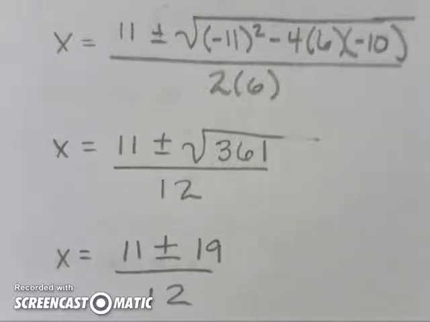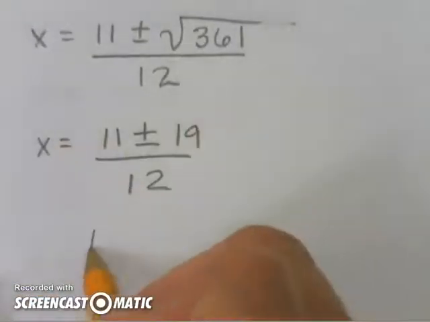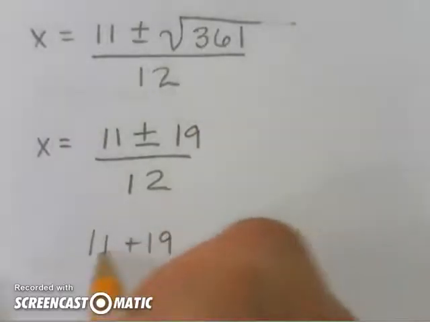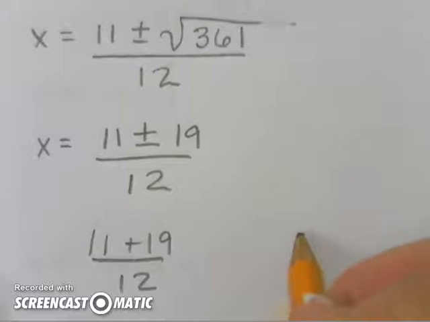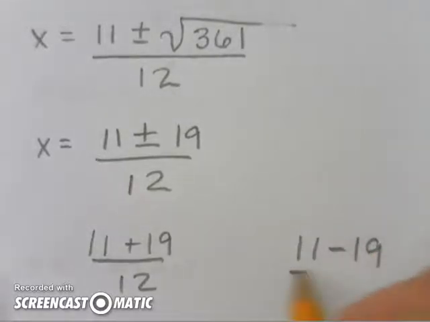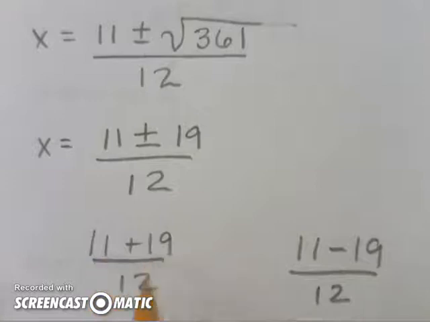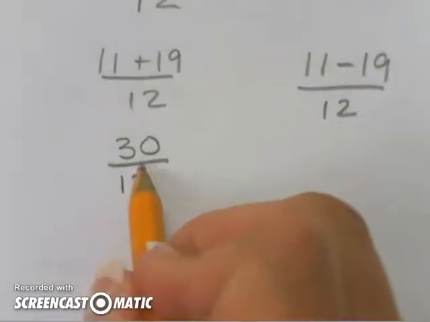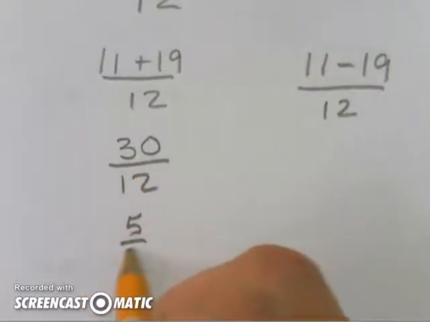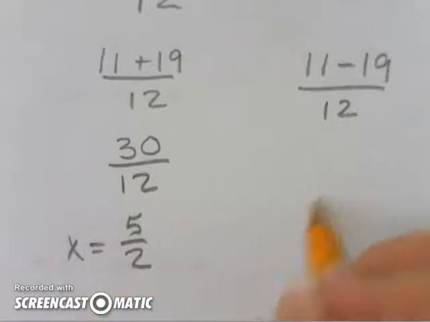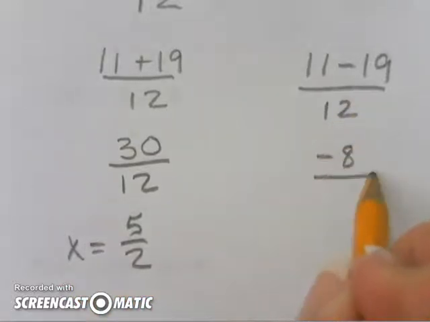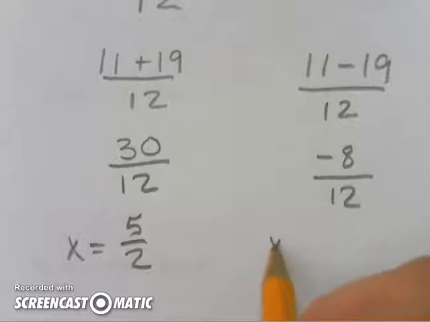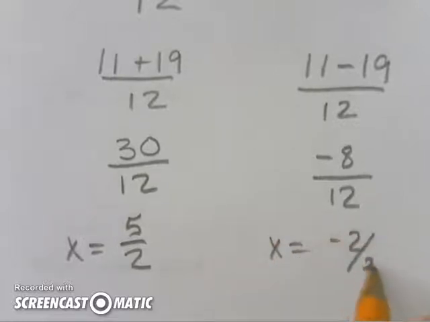I need to rewrite this as two equations. 11 plus 19 divided by 12, and 11 minus 19 divided by 12. This gives me 30 over 12, which reduces to 5 over 2. This gives me negative 8 over 12, which reduces to negative 2 over 3.